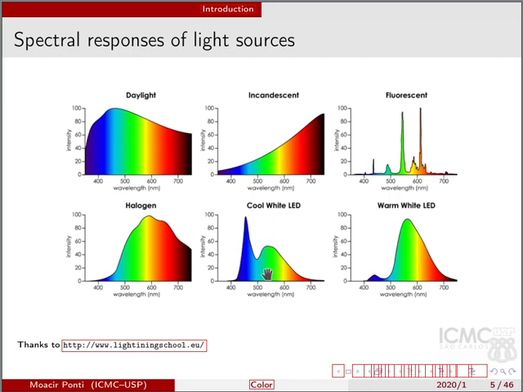So cool white LEDs will have this shape, while warm white LEDs will have this shape. This is important because, for example, in computational photography, we have to consider white balance, and this will guide the white balance.